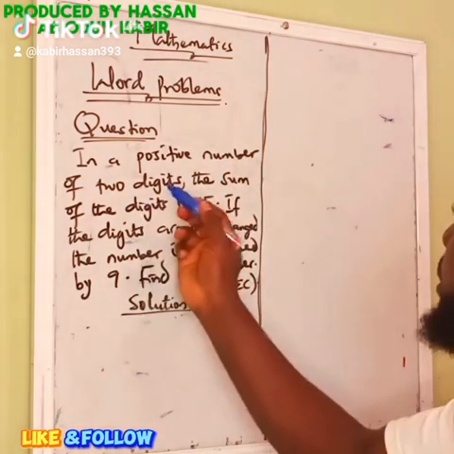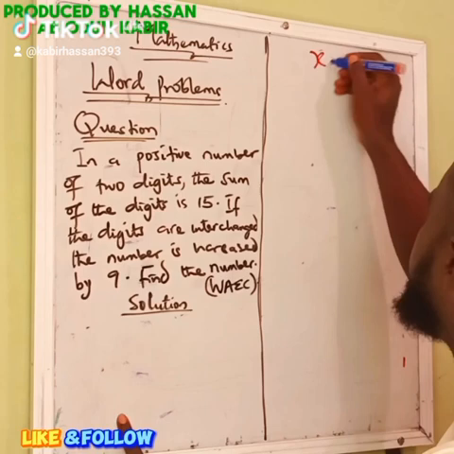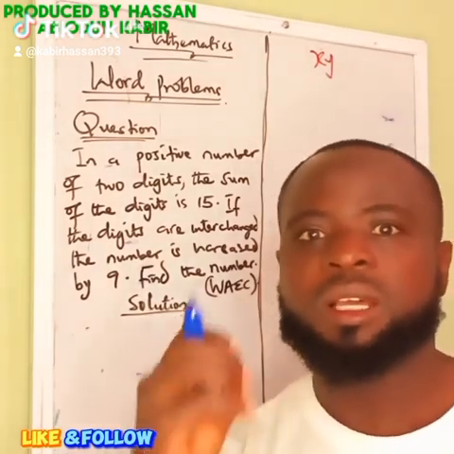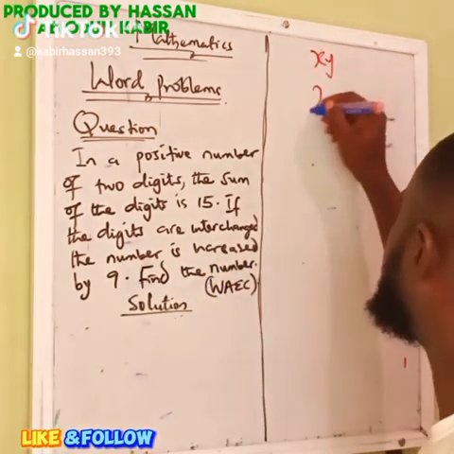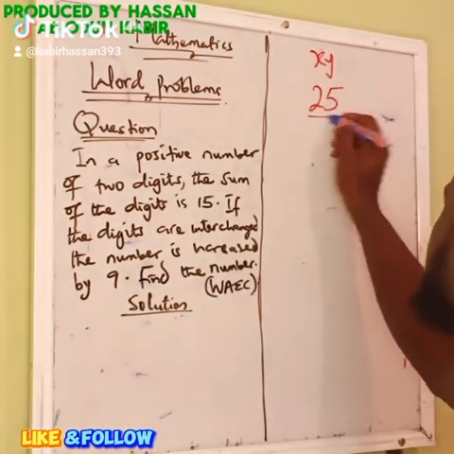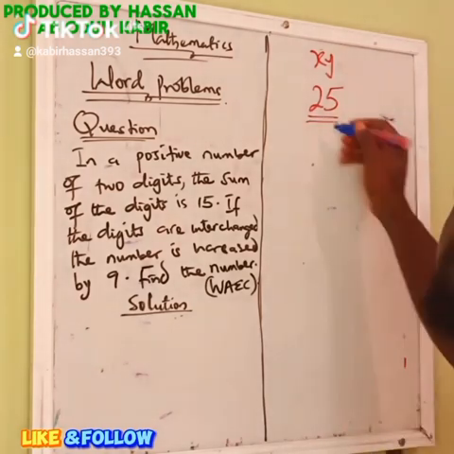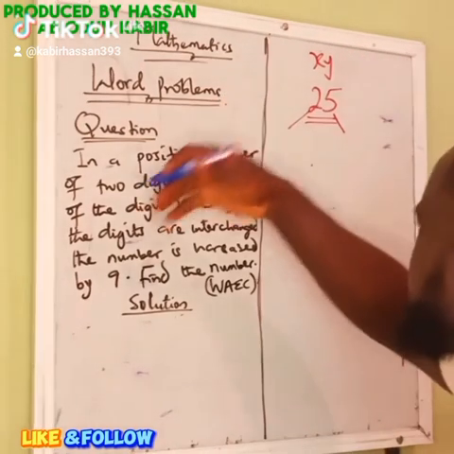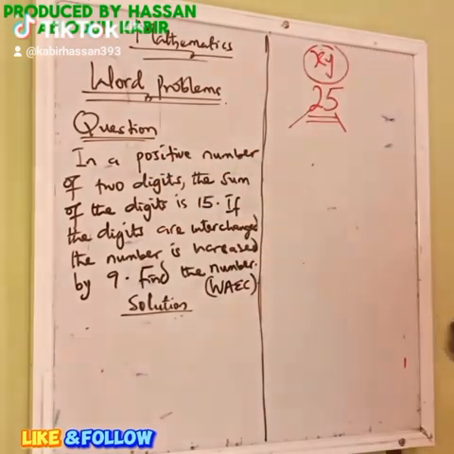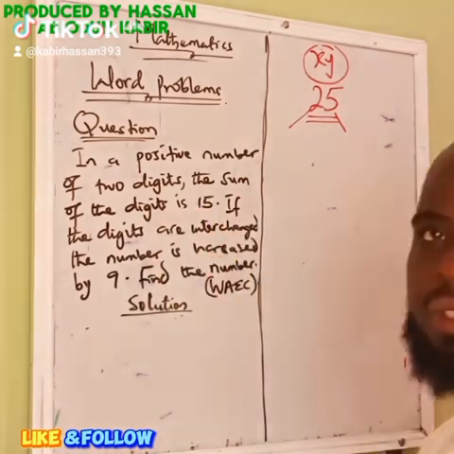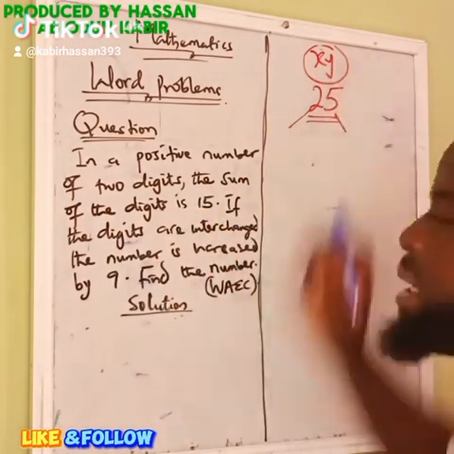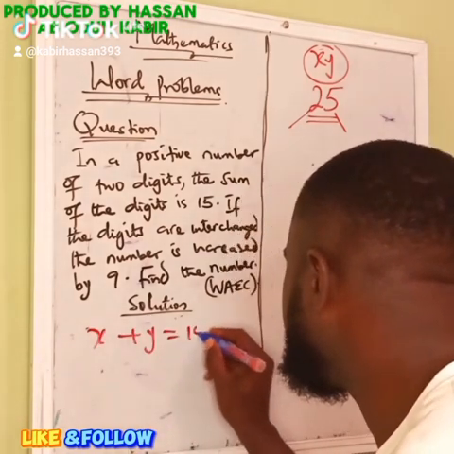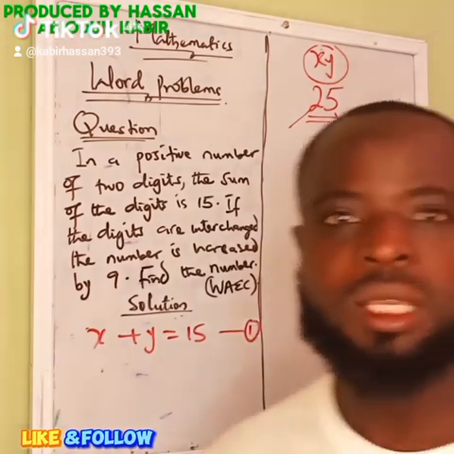In a positive number of 2 digits, okay, let the number be xy. What they are referring to is a single number, but with 2 digits. For example, 25. This is a single number 25, but with 2 digits, 2 and 5. So let the number, which we don't know, be xy. Then the sum of the digits is 15. That is, x plus y equal to 15. Let's call this equation 1.